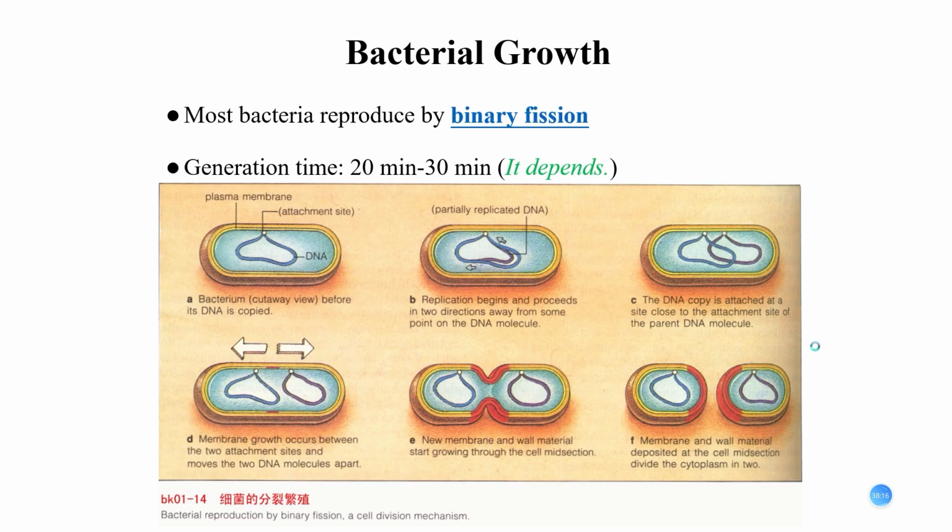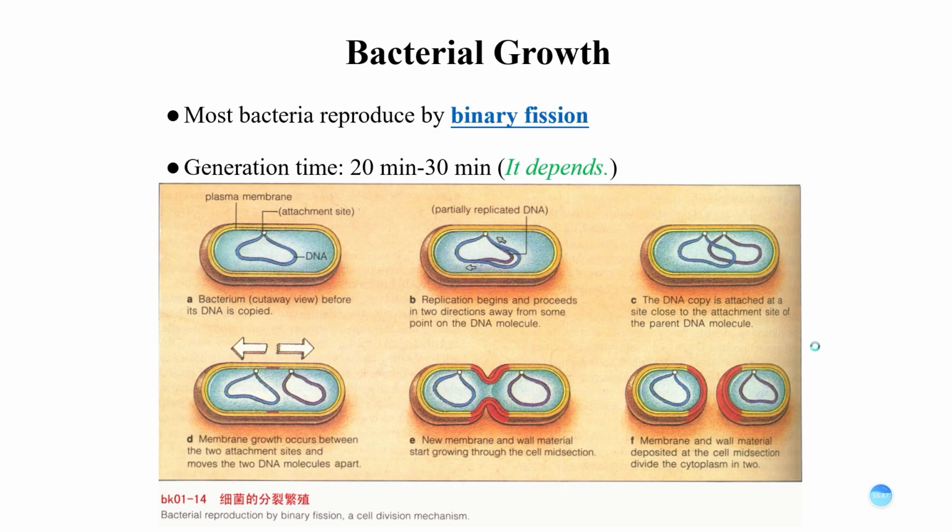Okay, now we learned the nutrients requirement. And also we learned the physical factors required for the bacterial growth. Then we want to know how the bacteria grow. On the cell level, okay, one single cell level, the bacteria reproduce by binary fission. Okay, this is two words, binary fission. What's the meaning of binary?